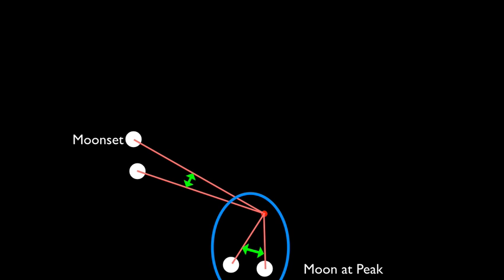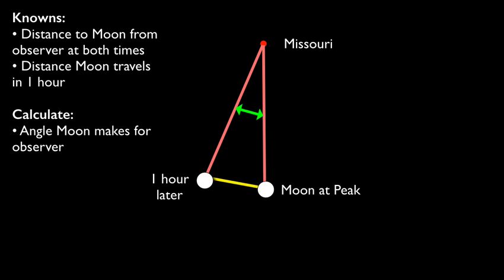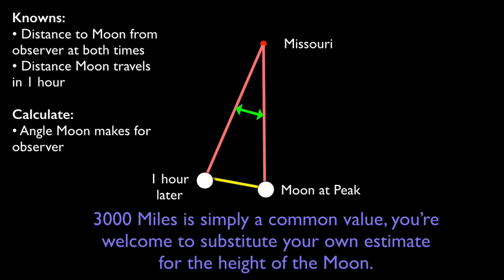Let's focus on the triangle formed by Missouri and the two moons' locations at its peak and 1 hour later. Using the technique we showed in depth in our last video, we can calculate the distance to the moon, being that it's 3,000 miles in elevation. Knowing the entire circuit of the moon above the equator is completed in 24 hours, we also then know how far the moon moves in 1 hour. Again, we'll give the standard disclaimer that for purposes of calculation, we're using 3,000 miles. You're welcome to do your own calculations with your estimate for the flat Earth moon's height.